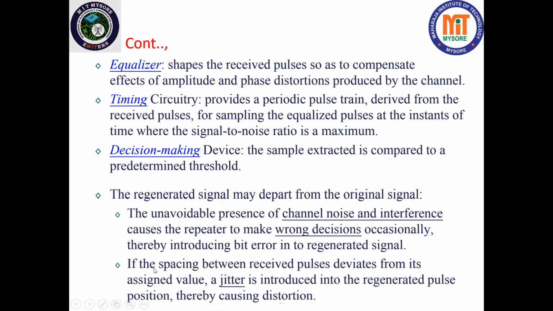Second one, if the spacing between received pulses deviates from its assigned value, a jitter is introduced into the regenerated pulse position, thereby causing distortion. This is called jitter noise. It occurs because the positions of the pulses are shifted. Then the decision making will also deviate as per the shifted position. So these are the two problems with regenerative repeaters.